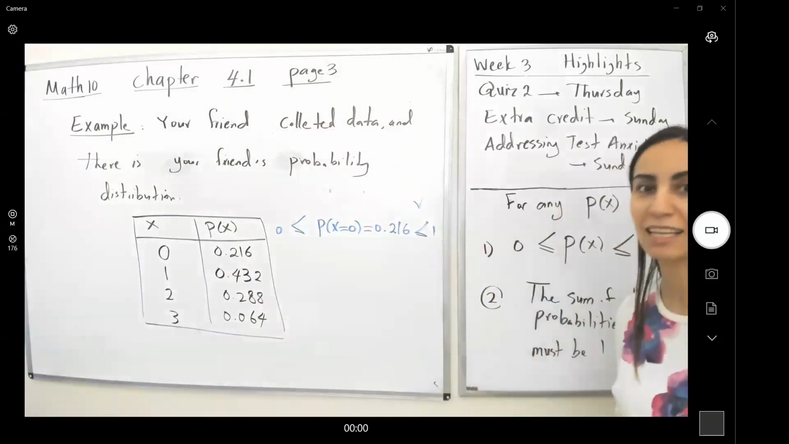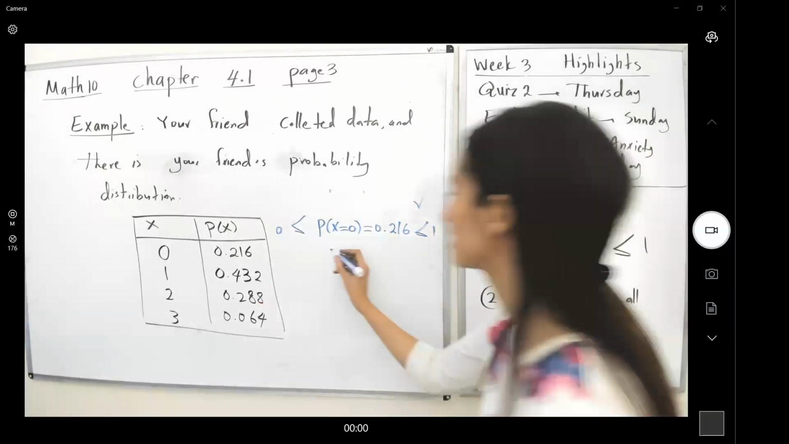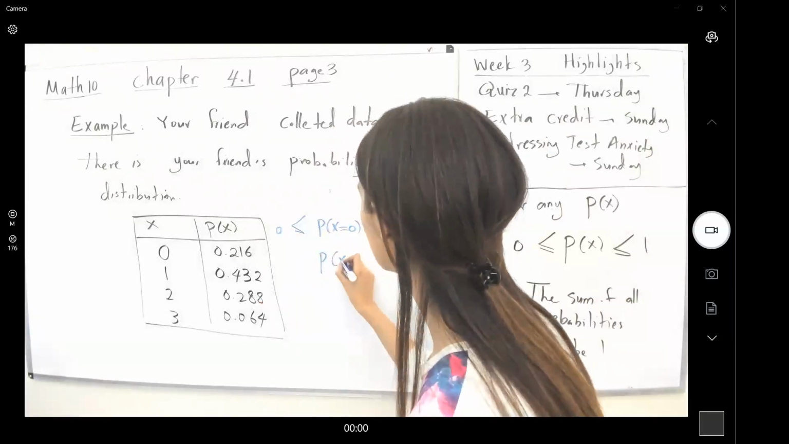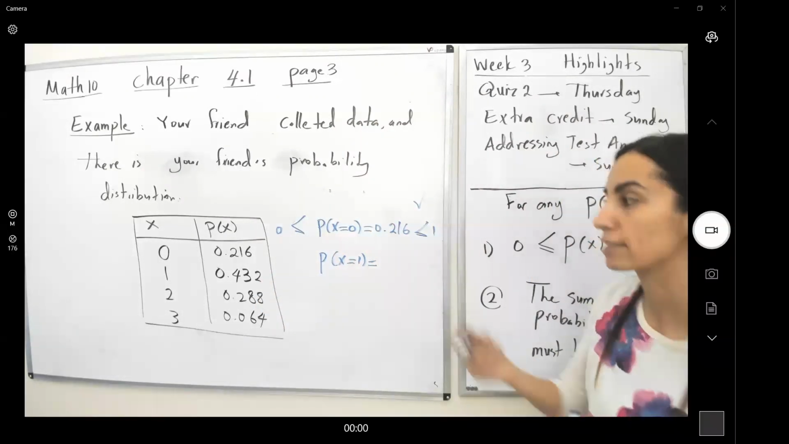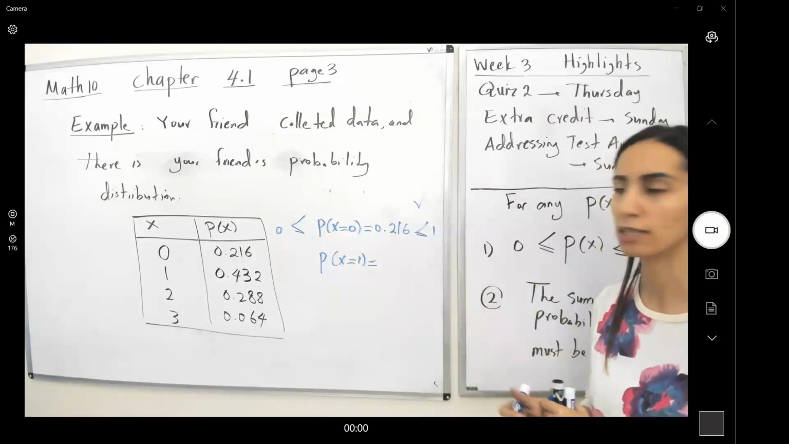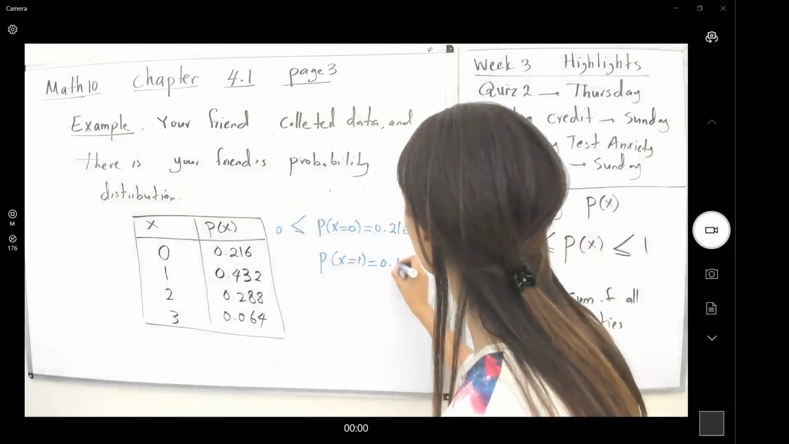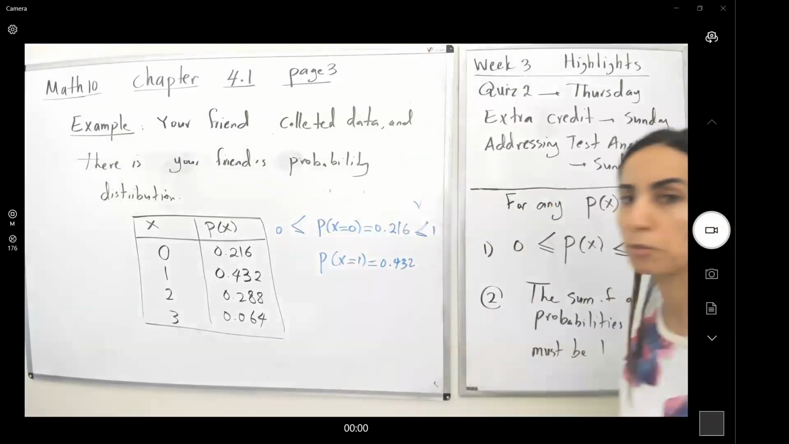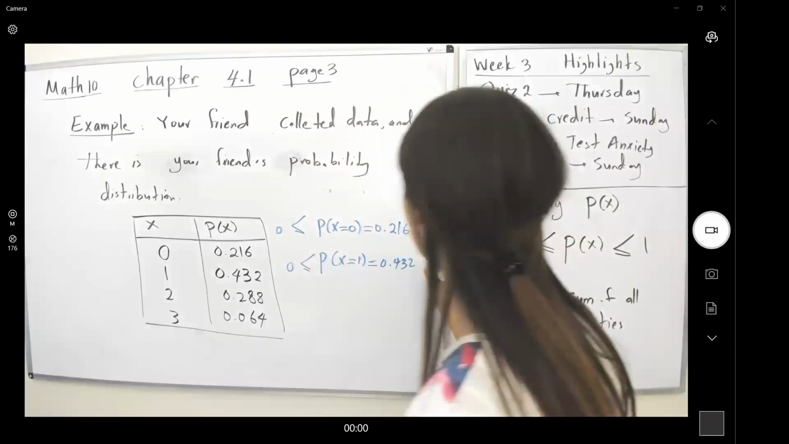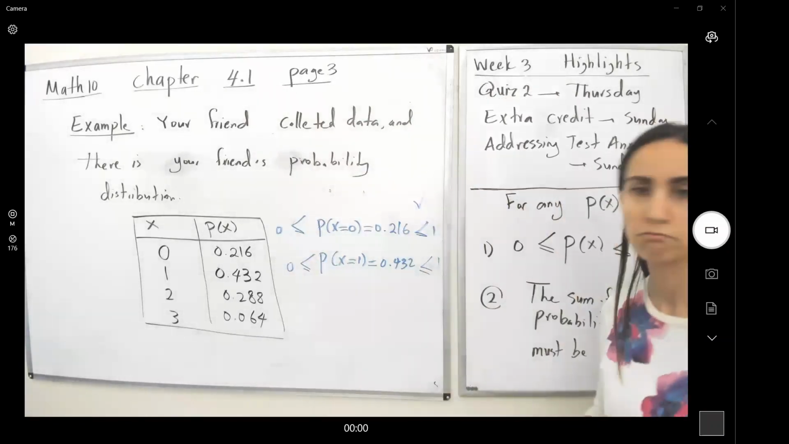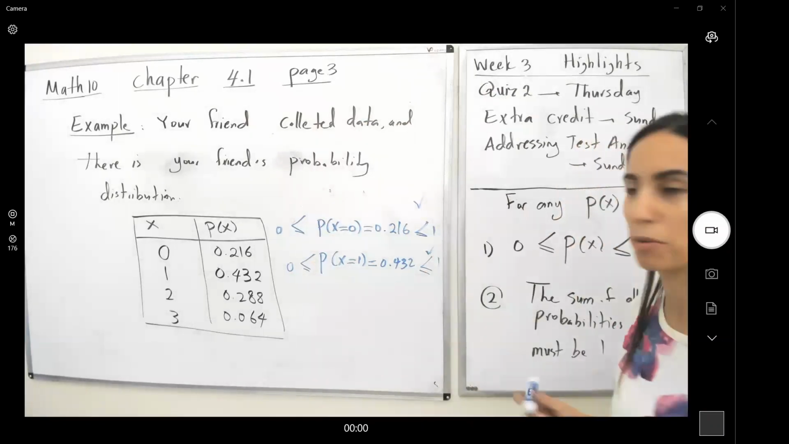What's the probability that x is equal to 1? What is the chance that x is actually 1? Your friend calculated that as 0.432. Is this a number between 0 and 1? Of course. It's not negative, it's not greater than 1, so we're good with the second probability.